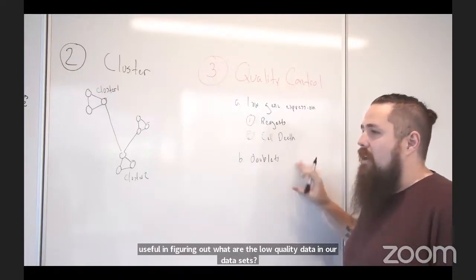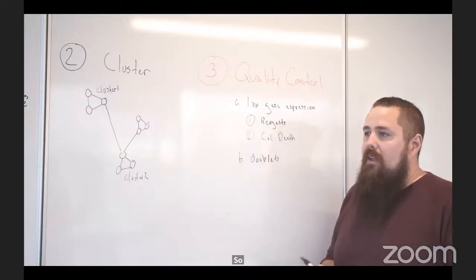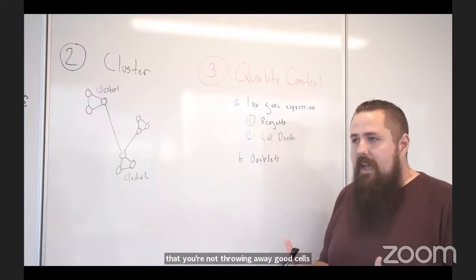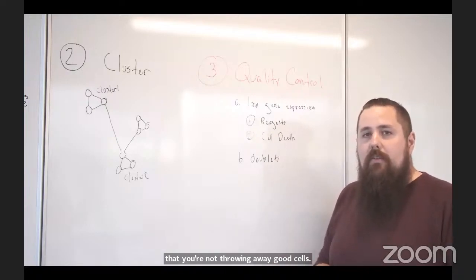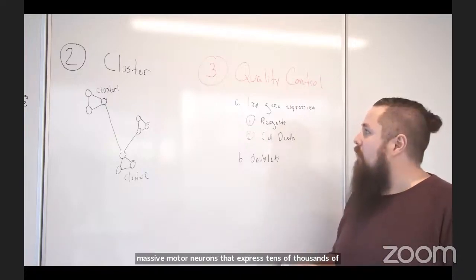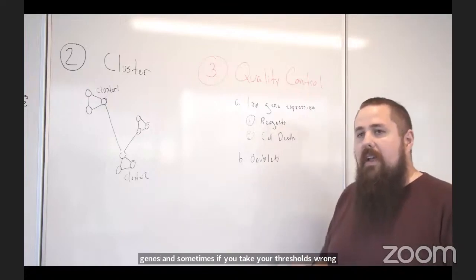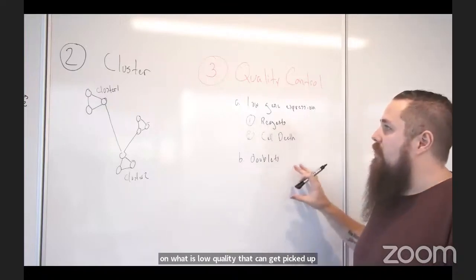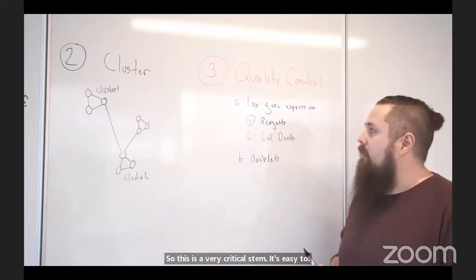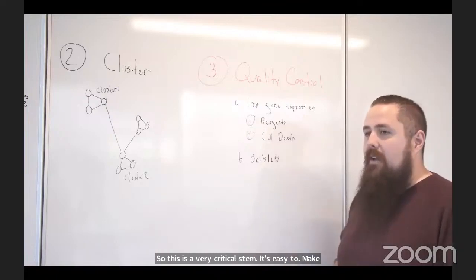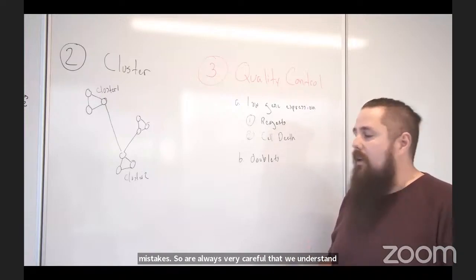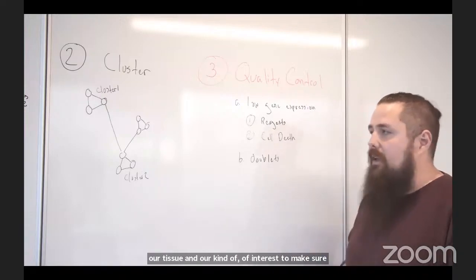Going from there, it's also important to make sure that you're not throwing away good cells. Certain tissues like spinal cord have really massive motor neurons that express tens of thousands of genes, and sometimes if you set your thresholds wrong on what is low quality, those can get picked up. So this is a very critical step, and it's easy to make mistakes. We're always very careful that we understand our tissue and our range of interest, and that we know what kinds of types should be there, to figure out how to identify low quality data.